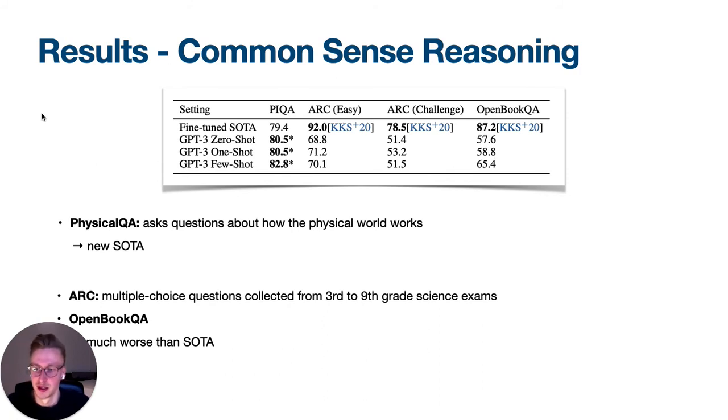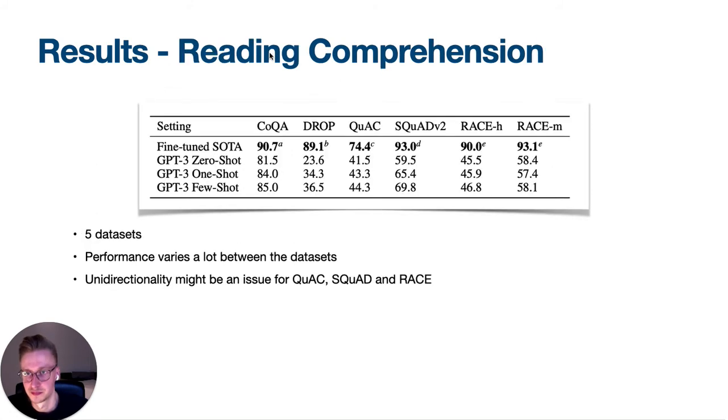So you can think for yourself, but I doubt that it would perform so well on PhysicalQA when there wouldn't be the data contamination. Next up, we have reading comprehension. That was tested on 5 datasets, and the performance varies a lot between those datasets. But you can see that GPT-3 is basically nowhere near the state of the art. And it's especially weak on the QuAC, on the SQuAD, and on the RACE dataset.